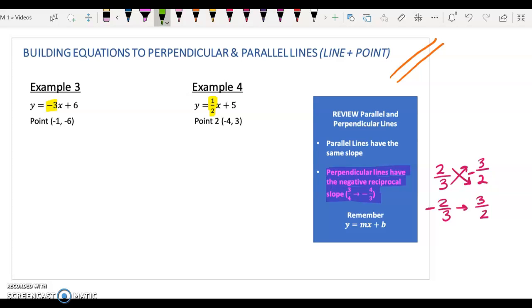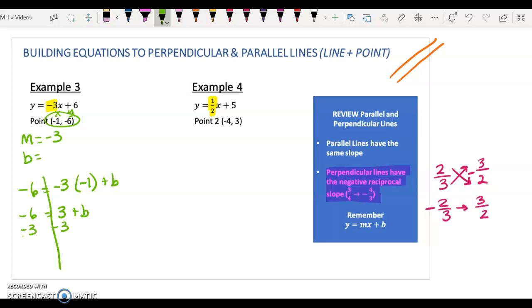So let's start out over here. This is going to be the same thing as we did in our warm-up. We have our slope, which is negative 3, and we're looking for our y-intercept, and we have a point, which is our x and our y. So this is negative 6 equals our slope, negative 3, times negative 1, our x, plus b. Negative 6 equals negative 3 times negative 1, which is a positive 3, plus b. We subtract 3 on both sides, and we are left with negative 9 equals b. So our equation of this line is y equals negative 3x minus 9.